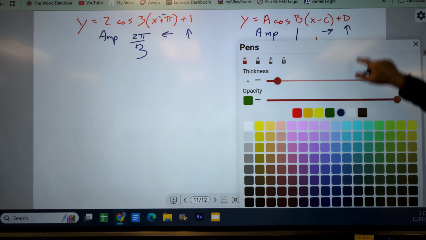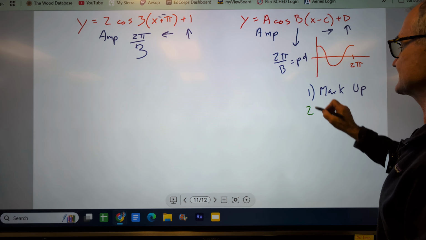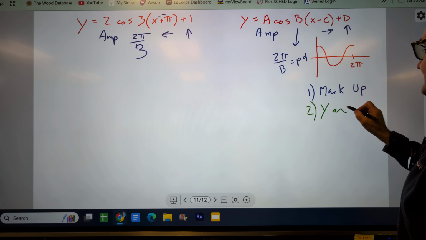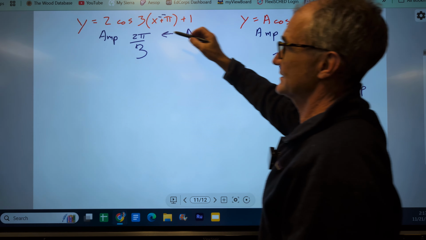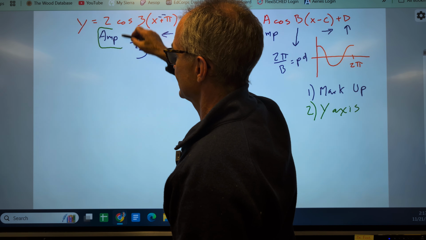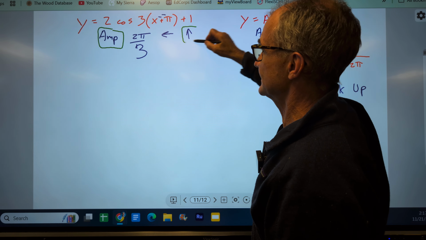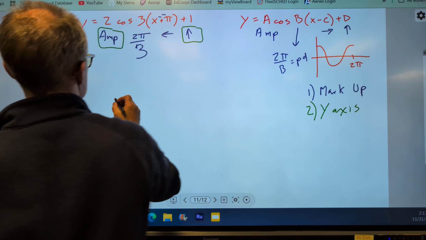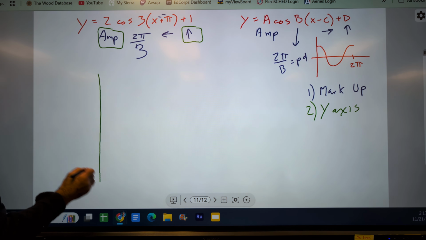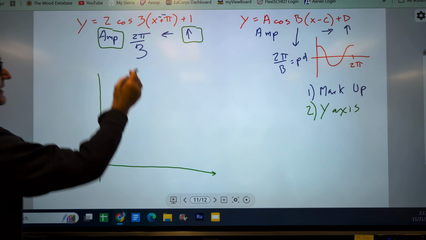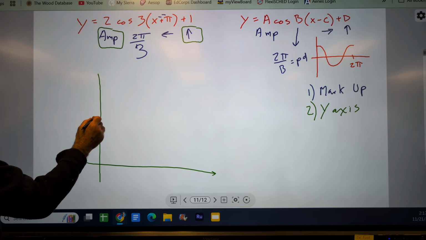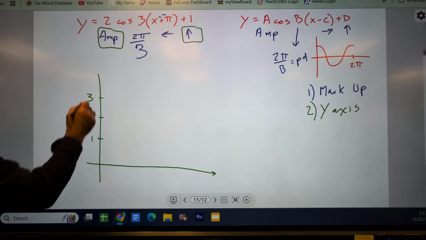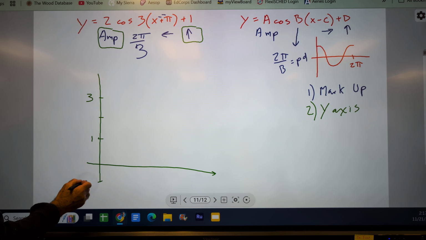Step 2 is label the y-axis. The two values that are going to affect the y-axis are both the amplitude and the vertical shift. So I'm going to label my y-axis right here. I start at 1. From 1, I go up 2 units to 3, and down 2 units to negative 1.